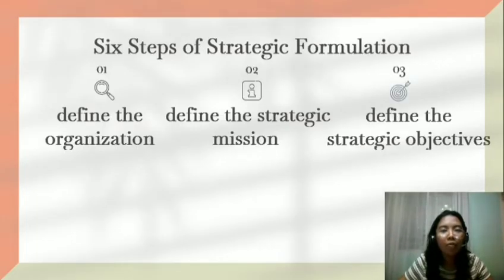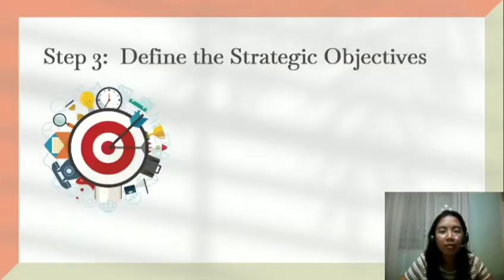The third step to strategic formulation is to define the strategic objectives. Strategic objectives must be communicated with all employees and stakeholders in order to ensure success. All members of the organization must be made aware of their role in the process and how their efforts contribute to meeting the organization's objectives. Additionally, members of the organization should have their own set of objectives and performance targets for their individual roles.